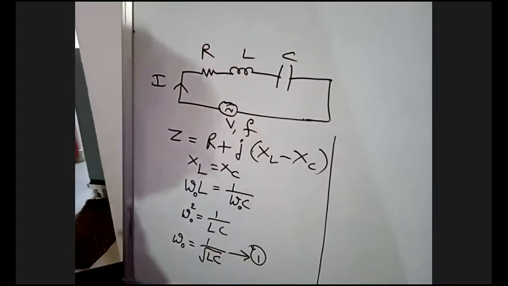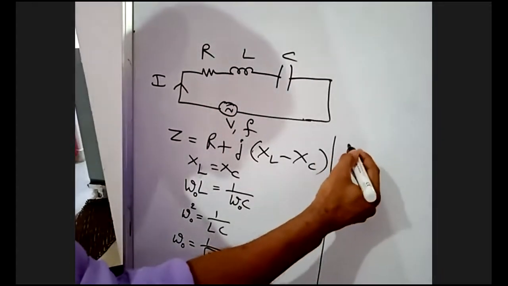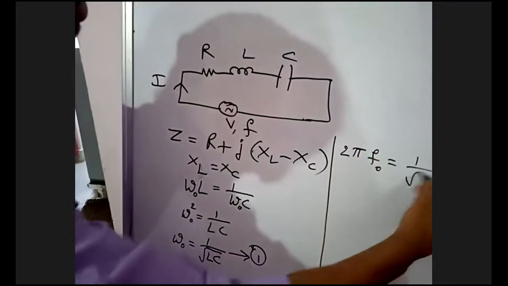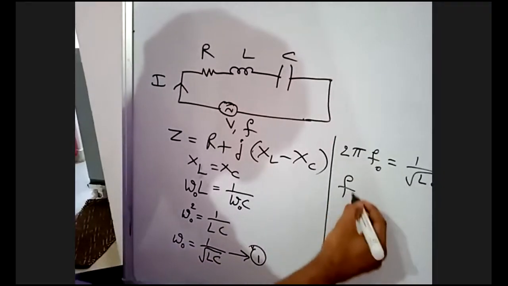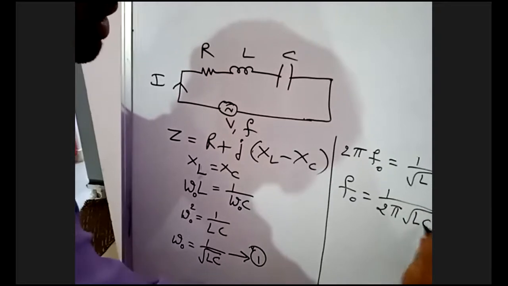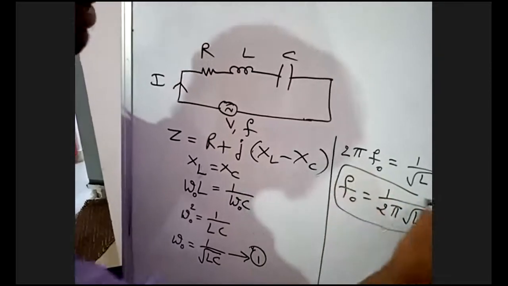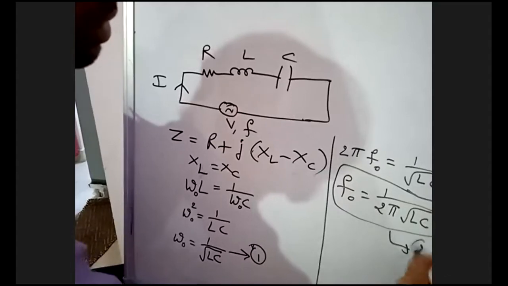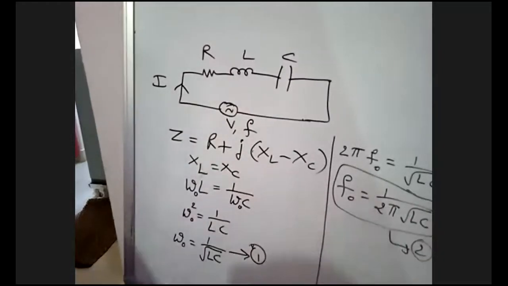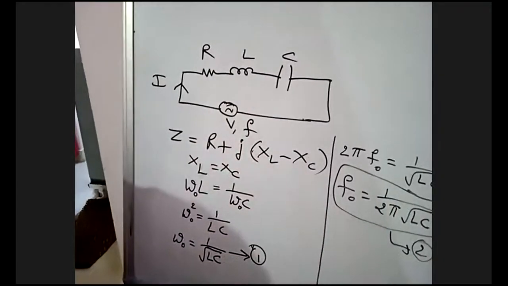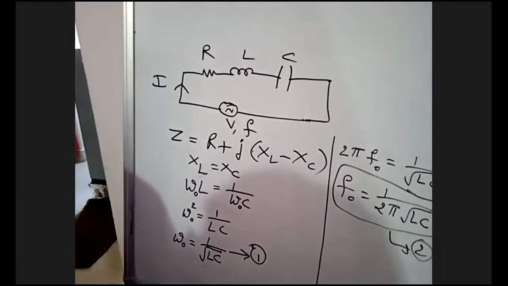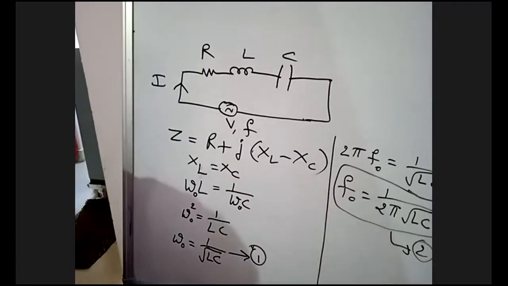Now I want the resonant frequency. Omega naught is 2 pi f naught, which equals 1 by square root of LC. So f naught is equal to 1 by 2 pi root LC. This is the resonant frequency. Remember the formula for resonant frequency: f naught is equal to 1 by 2 pi root LC.